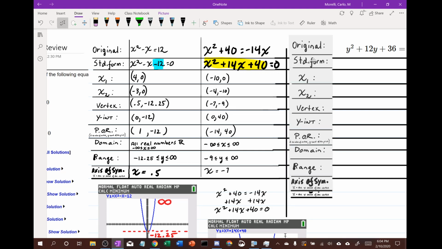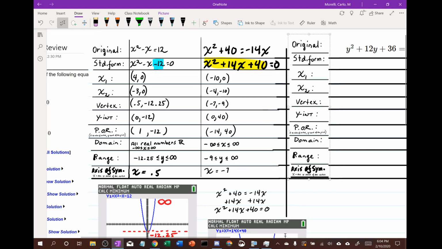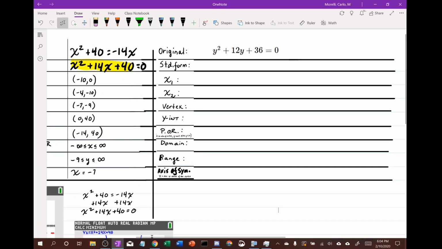Oh, come on. It's not going to snap right into place. Oh, it's scaled up. Okay. There we go. Nice. All right. Cool. So, we're going to work on this one here. And this is a good one to start with because it's already in standard form. Makes it a little bit easier on us.